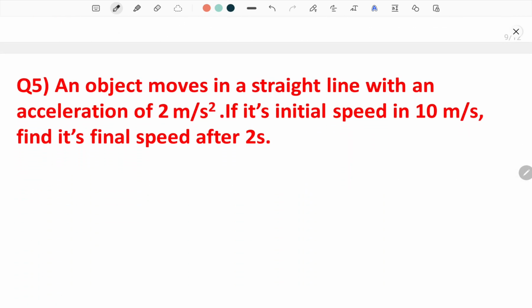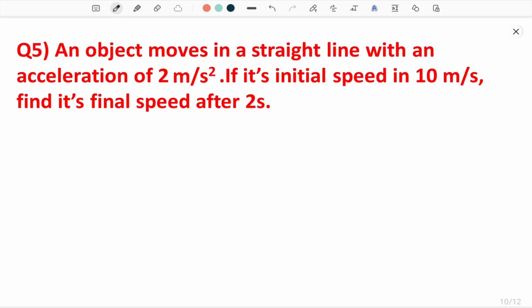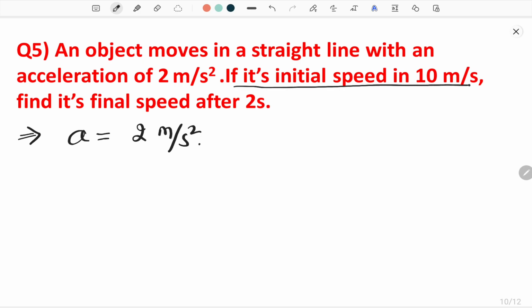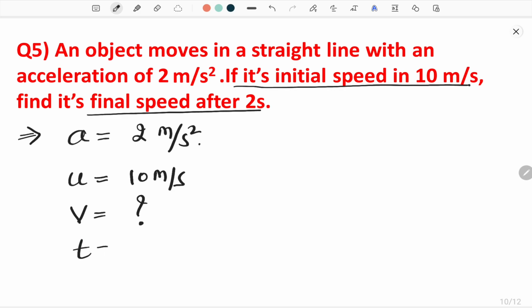All right, moving forward, let us move on to the fifth question. The question goes like this: an object moves in a straight line with an acceleration of 2 meters per second squared. If its initial speed is 10 meters per second, that is, initial speed means initial velocity, find its final speed after 2 seconds. Again, it's a very simple case, that is v = u + at.